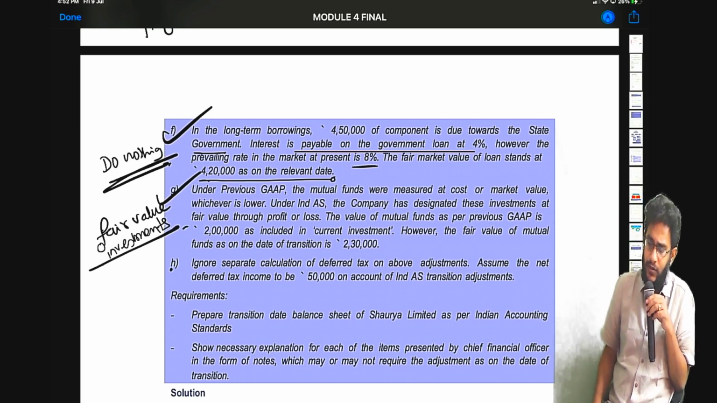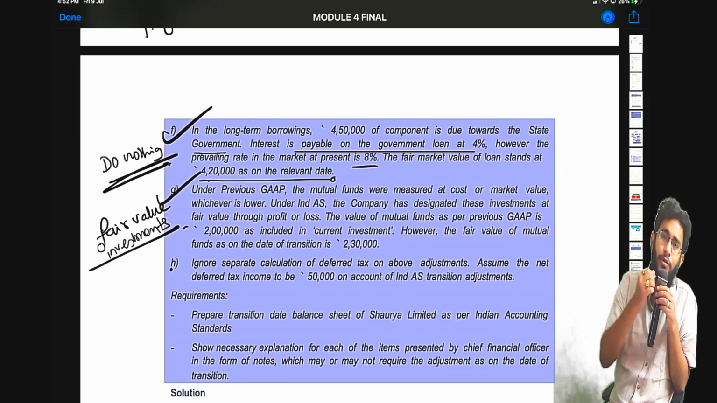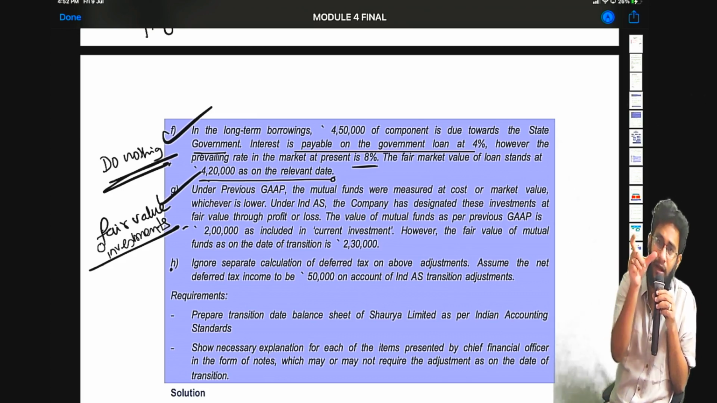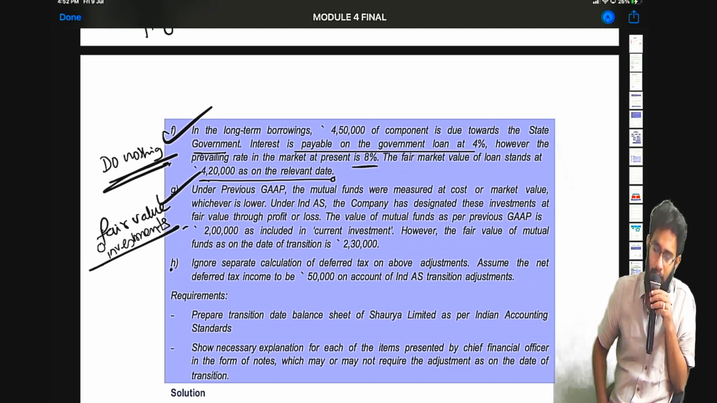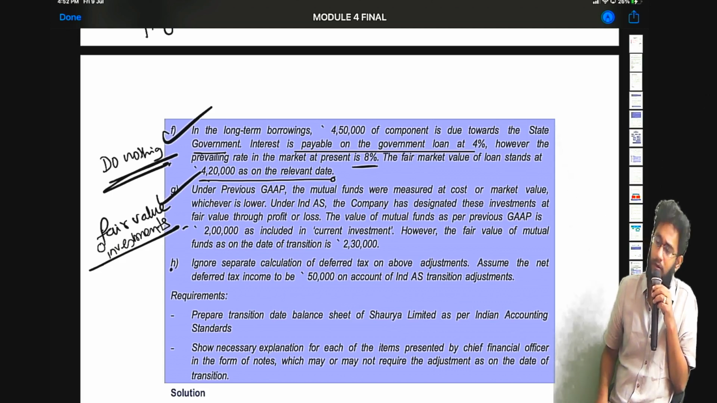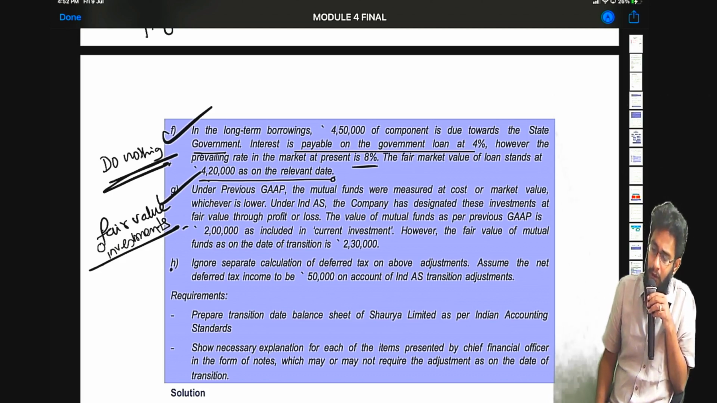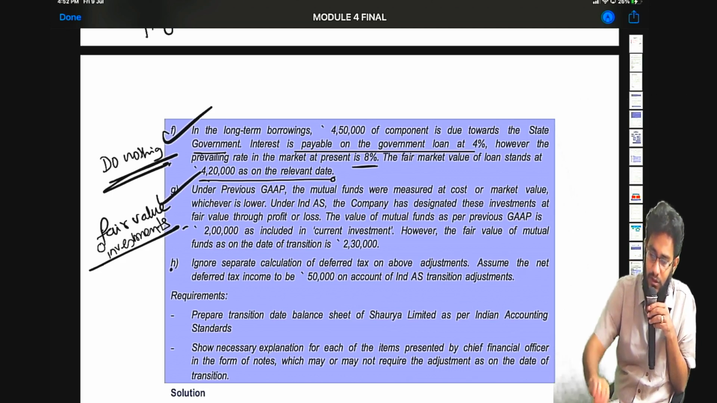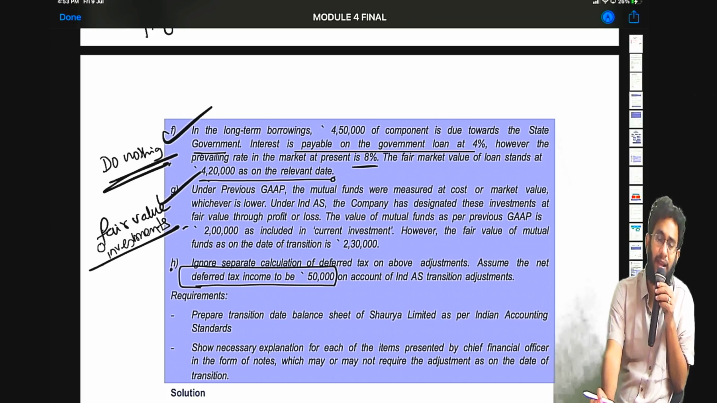Ignore separate calculation of deferred tax on the above adjustments. See, on every item you go and change the carrying amounts of assets and liabilities. The moment you touch assets and liabilities balances, you must understand from Ind AS 12 that your carrying amounts are changing. Because of that, your CA minus TB box also will change. That will result in DTL, DTA changes also. Correct? He's saying ignore separate calculation of the deferred tax on all the above adjustments. Assume net deferred tax income of rupees 50,000 on account of Ind AS transition adjustments. Ultimately, he is saying that overall put together there is deferred tax income of 50,000.